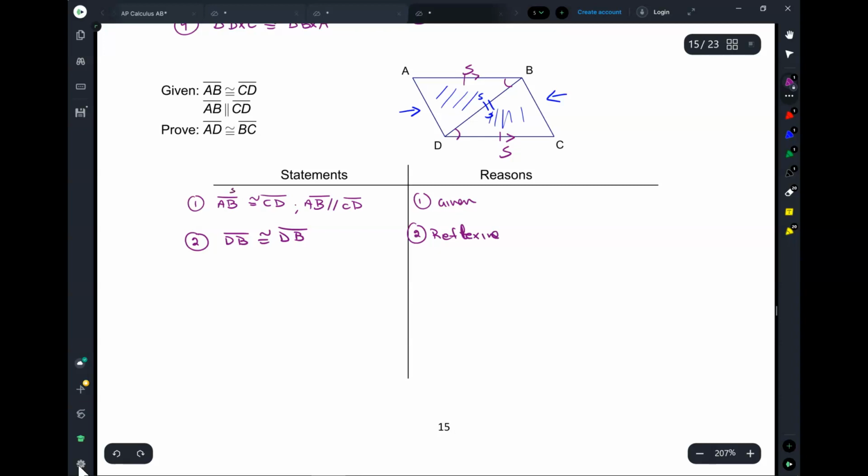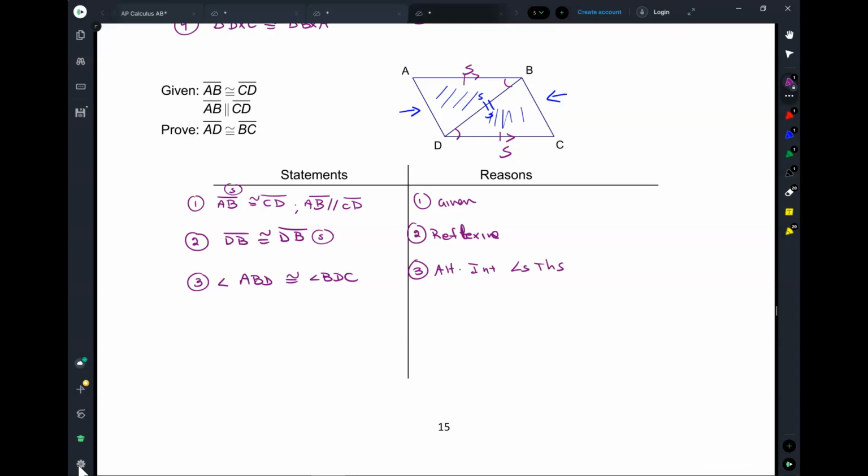So I had one S before, another S now. Three, angle ABD is congruent to angle BDC, alternate interior angles theorem. Why do you write an S? I'm just used to it, ever since I was in geometry, back in the day, back in the dark ages. So now that's my A, right? So I have SAS.